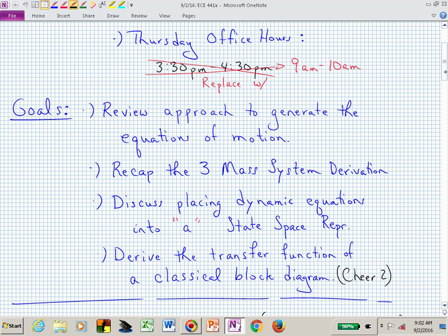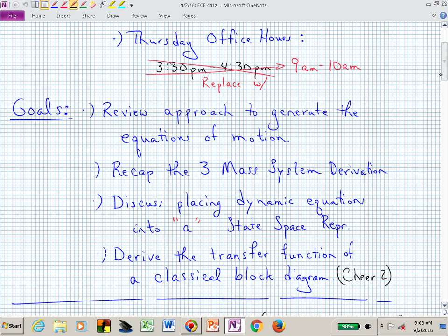Then we'll discuss placing those dynamic equations into a state space representation, because the state space representation is not unique. You could label those states many different ways, or you could label those masses in many different directions and or with different labels, and you might have exactly the same system but different representations, but they would still be consistent. You would still get similar results. It's just your x1 might not be the same as your neighbor's x1.